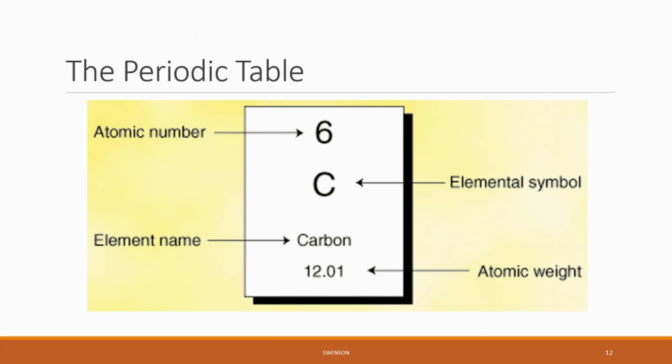Now, although the number of protons is always 6 for carbon, the number of neutrons can vary. And that is why you have to take the average of the carbons on Earth to find the atomic weight. The most common number of neutrons is 6 for carbon, but sometimes there are more, and therefore the average mass of carbon is 12.01.